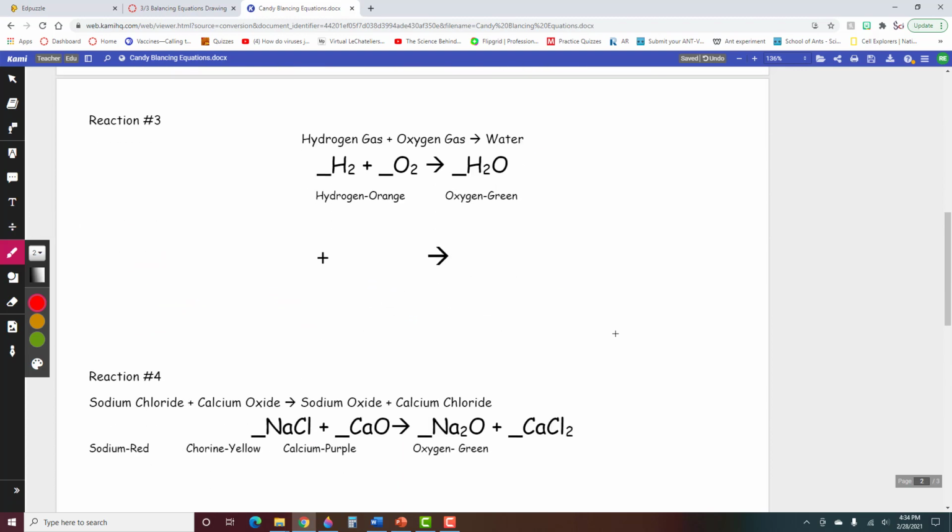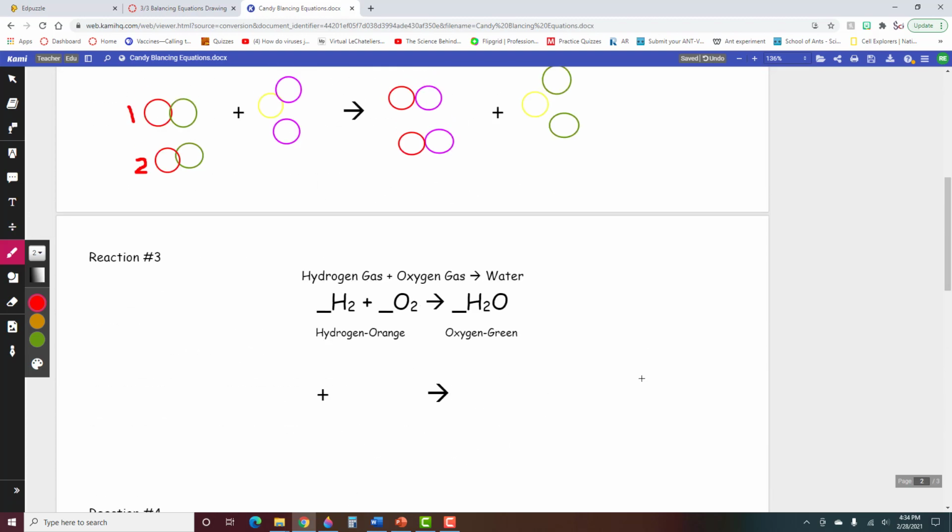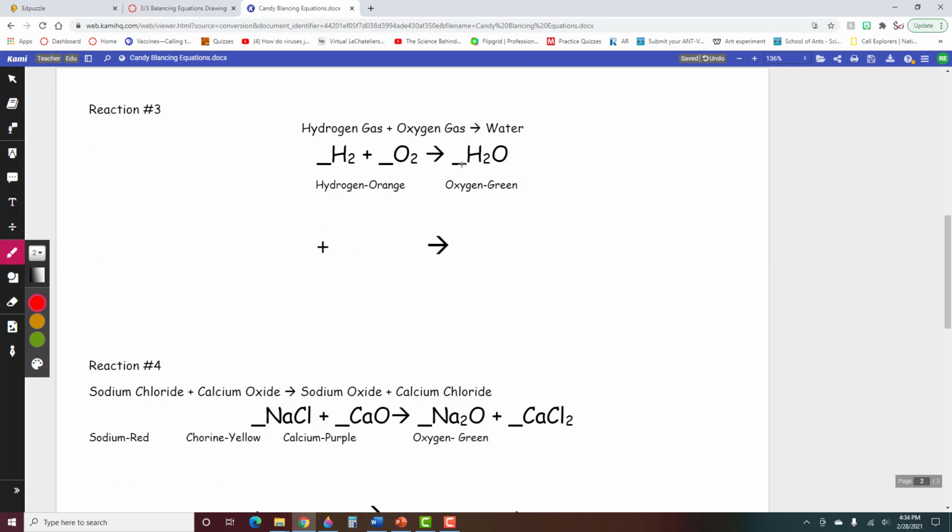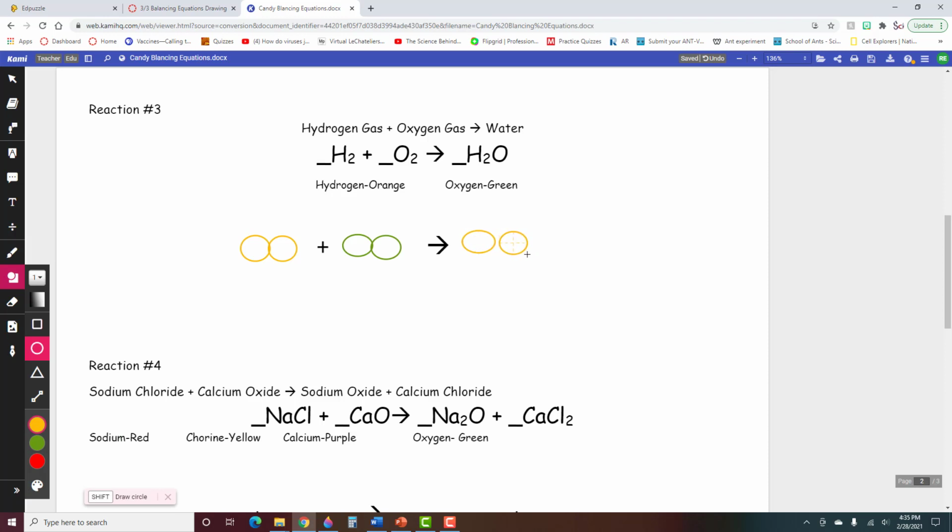Alright, so I'll do one more with you and then I'll leave the rest of the document for you. So H2O2 gives you H2O. So go back to my circle tool, and then I have H2, hydrogen is orange. So two orange circles together. And then oxygen is going to be green. So two green circles together, because it's O2. And then H2O, there are two hydrogens, so two orange circles together. And then there is one oxygen, which is a green circle. So I'll kind of put that in between.